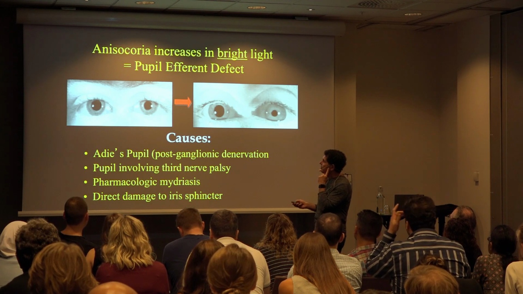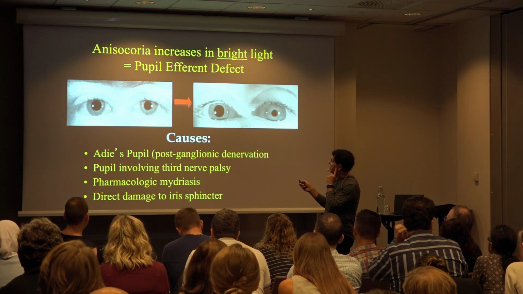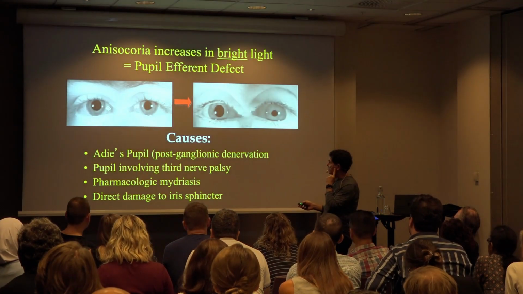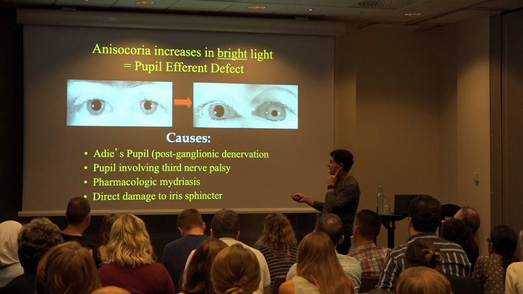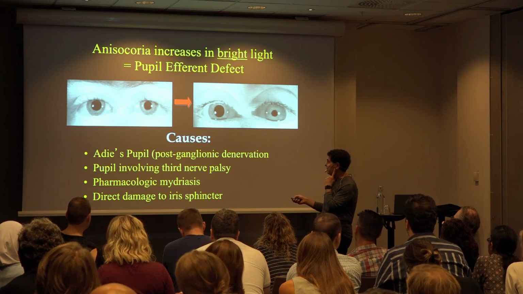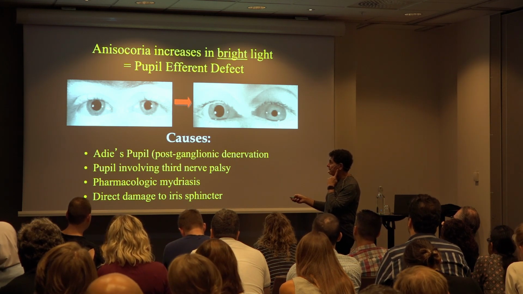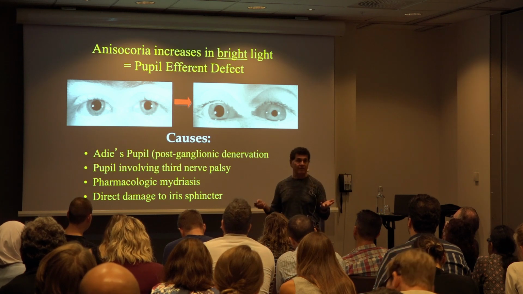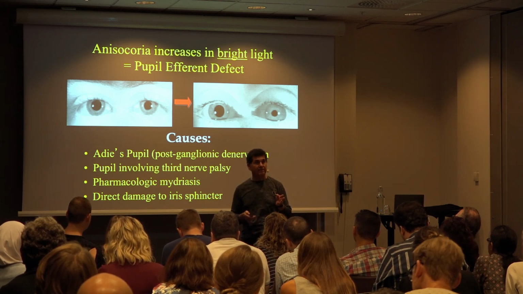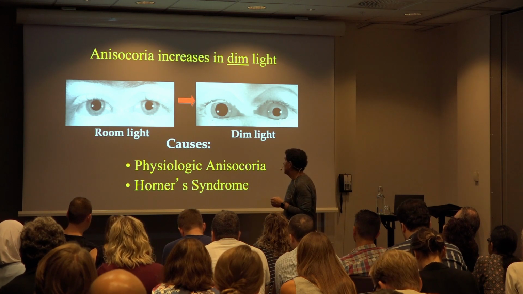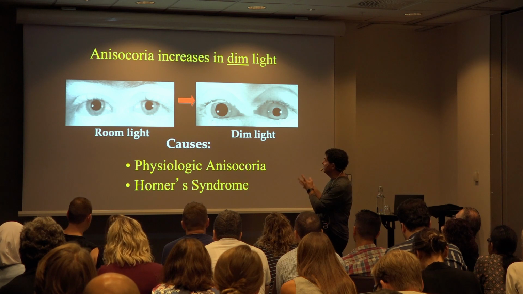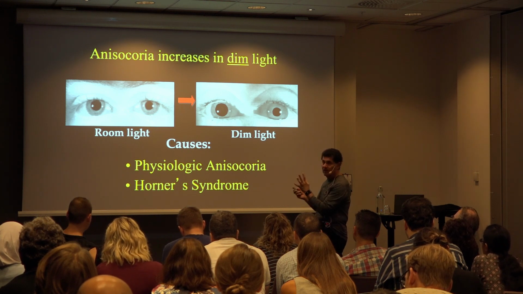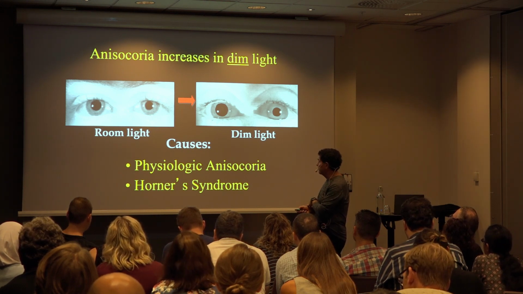So let's go through some causes of anisocoria increasing in bright light. We're talking about benign causes like a postganglionic Adie's pupil, a pupil involving the third nerve, drugs causing mydriasis, and cases where there's direct damage to the iris sphincter, not the nerve, but something damaging the sphincter directly. Then we'll talk about anisocoria that increases in dim light, which means sorting out the difference between physiologic anisocoria and Horner's, and we'll talk about what physiologic anisocoria is.